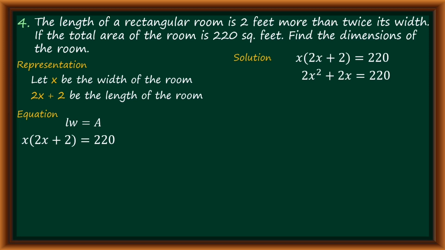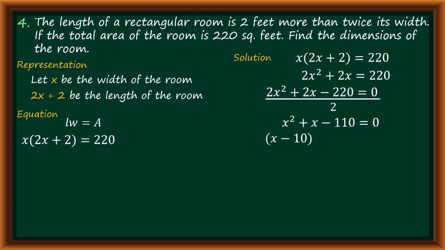Writing this into standard form, it is 2x squared plus 2x minus 220 is equal to 0. Observe that each term of the quadratic equation is divisible by 2, so let us divide the whole equation by 2. We have x squared plus x minus 110 is equal to 0. This equation is also factorable. So in factored form, it is written as the quantity x minus 10 times the quantity x plus 11 is equal to 0.